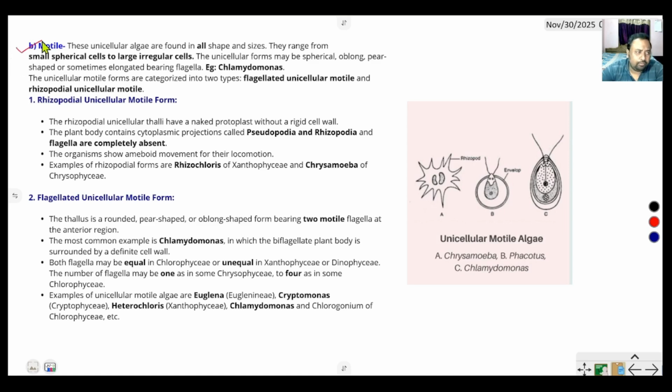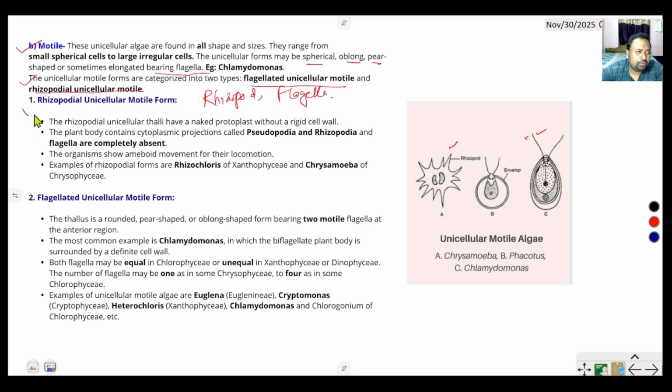Next, the motile forms. Motile forms means there is a flagella or rhizopod present. The unicellular algae are spherical, oblong, pear-shaped or sometimes elongated bearing flagella, like Chlamydomonas. These unicellular motile forms are again characterized in two types: flagellated unicellular motile and rhizopodial unicellular motile. There are two locomotory organs, one is rhizopod and another is flagella.